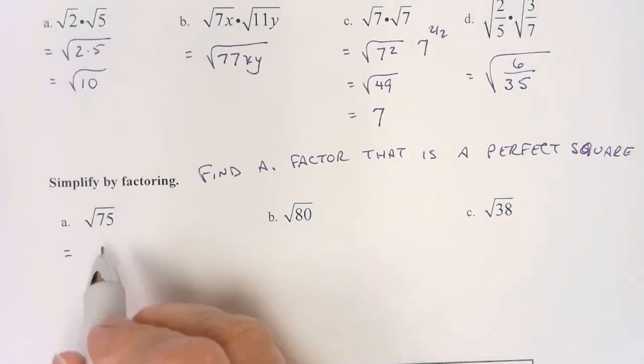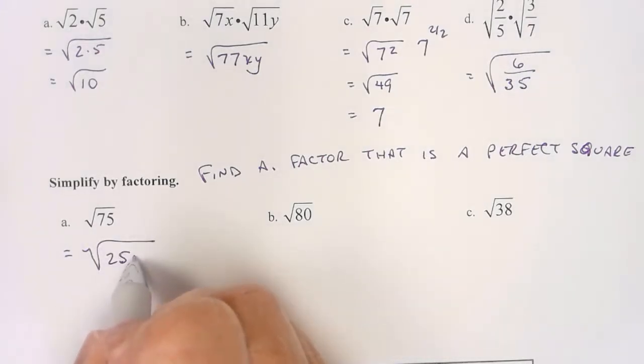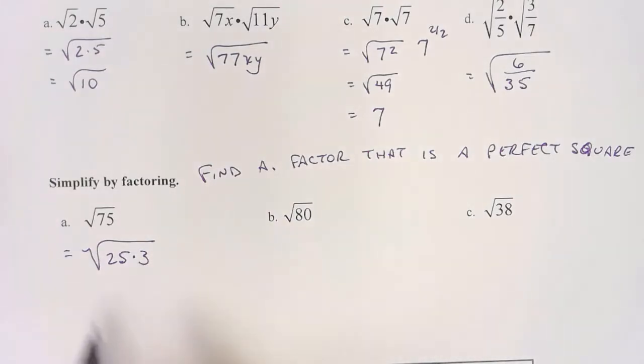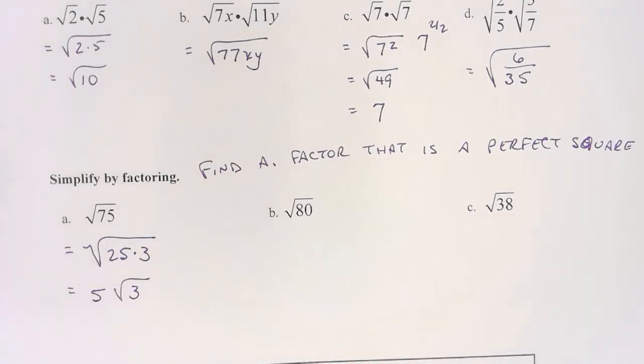In this one, 75, that's the same thing as 25 times 3. I can take the square root of the first one, which is 5. But the 3 has to stay on because it's not a perfect square.